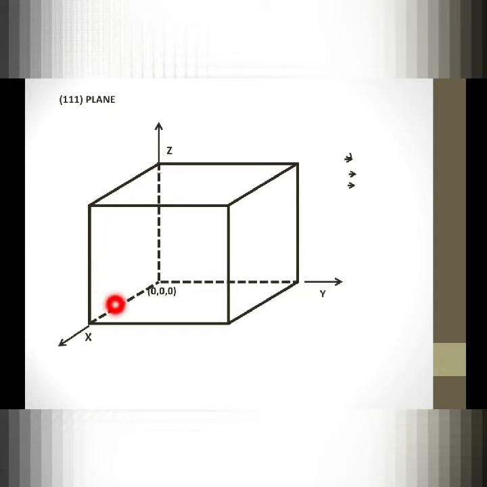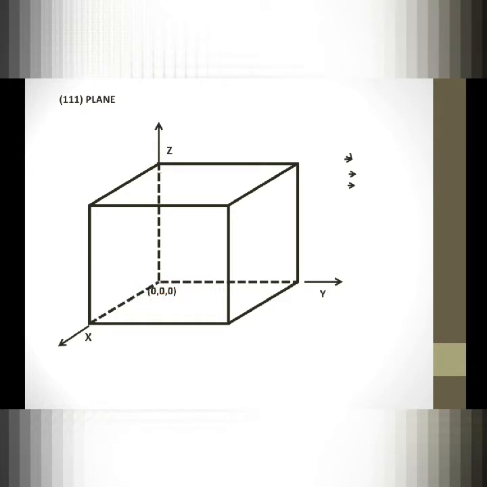This cube is not drawn to scale, but actually this is a unit cube, that is, the edge length on each side is 1. In the x axis this is 1, in the y axis this is 1, and in the z axis this is 1, and it is the 0 0 0 point, that is, we are taking it as the origin.